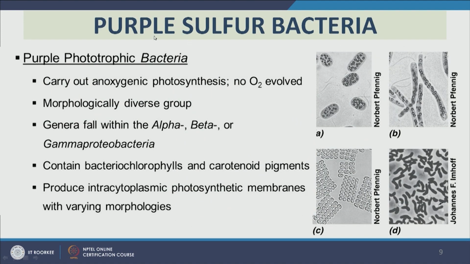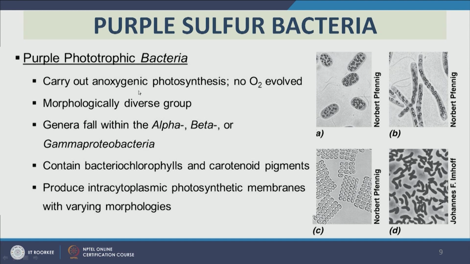Now next we come to purple sulfur bacteria. These are phototrophic bacteria. They are purple in color as is evident, and by sulfur we mean they store sulfur within their cells. So, why would they store sulfur within their cell? Well, they carry out anoxygenic photosynthesis. So, that means no oxygen is generated.